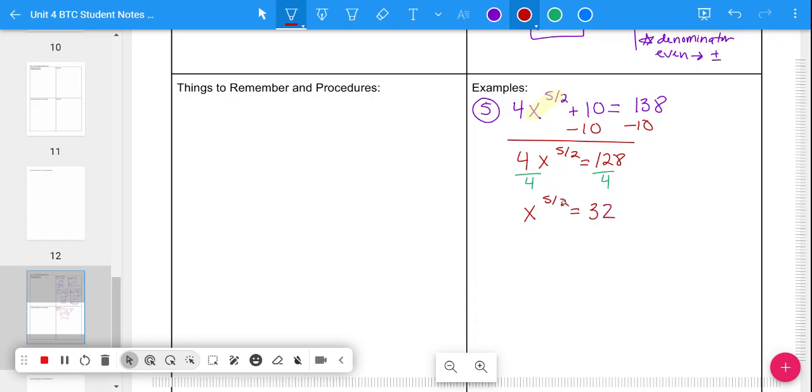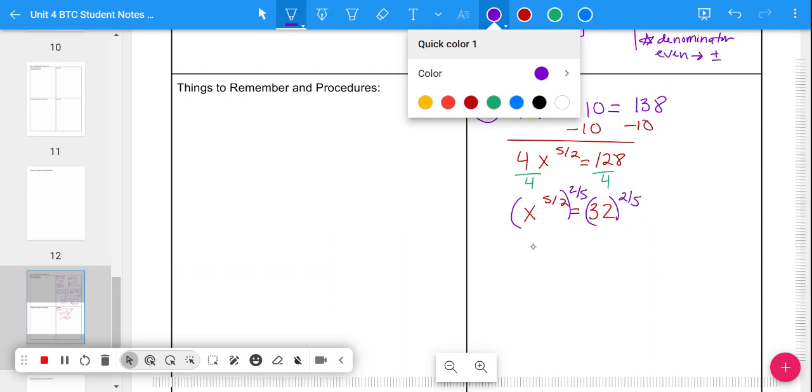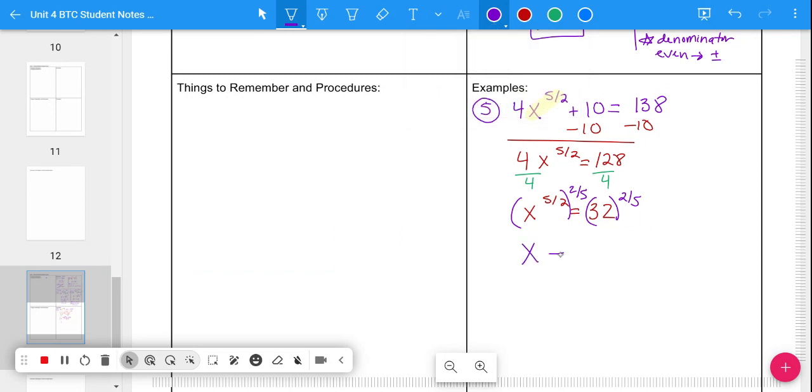And then just like we did above, now I want to get rid of this power, so I'm going to raise it to the reciprocal power. So this is the fifth root of 32 squared. Well, the fifth root of 32 is 2, and 2 squared would be 4. I'm going to move that up a little so we have a little more room. And again, it's not plus or minus because this is odd.